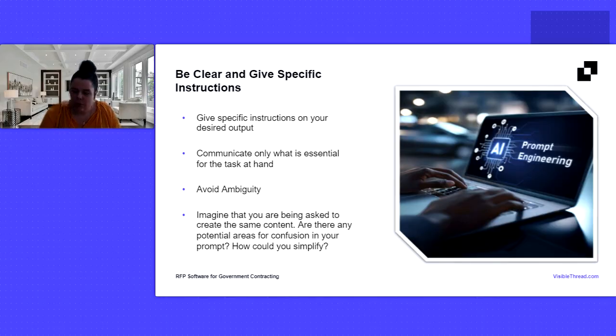So communicate only what is essential. We want to avoid ambiguity and really think about if you were being asked to create this same type of content. So you have a request for a certain type of content or document. If you were being asked to do this, how would you like to be instructed? What are the critical elements that you need? And are there potential areas for confusion? If there are potential areas for confusion or areas where you know there might be a pitfall, you want to address those in the prompt and think about how you can simplify them and how you can get the most direct feedback possible.